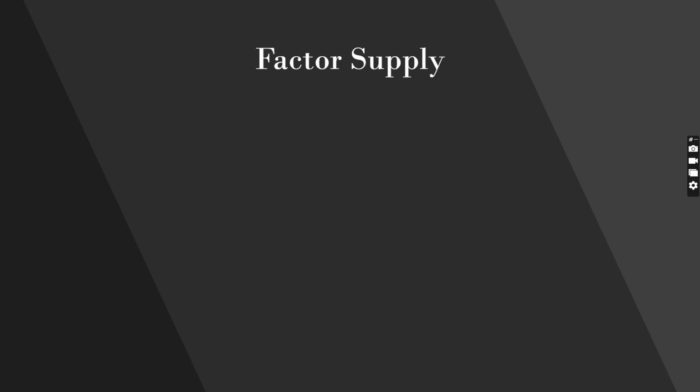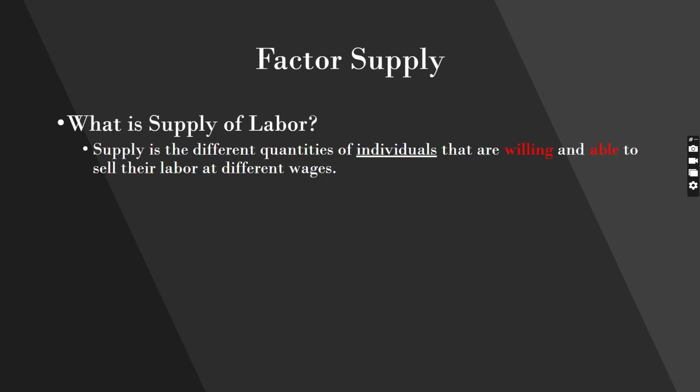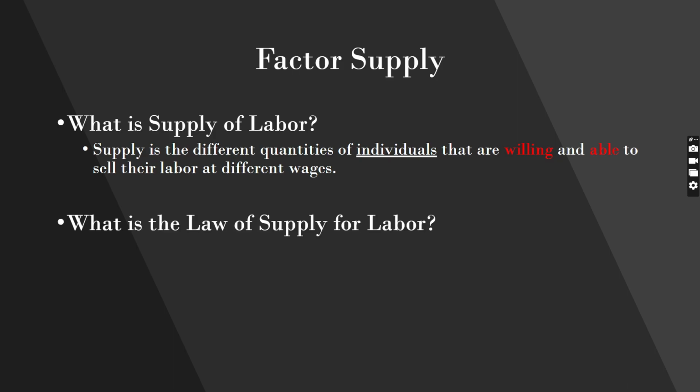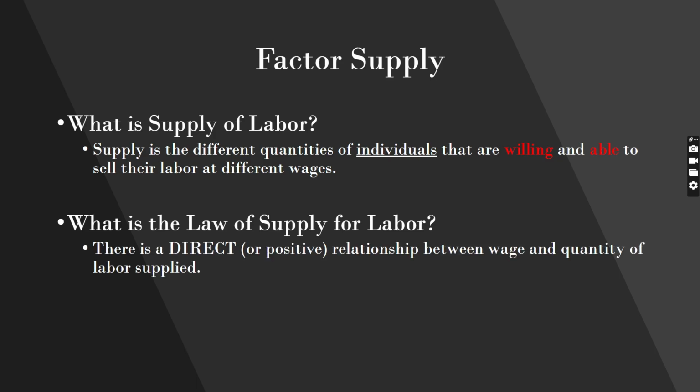Now we can talk about factor supply a little bit more, and so we're going to talk about supply of labor. We already said that the supply is the different quantities of individuals that are willing and able to sell their labor at different wages, and so households provide this to firms, and so the law of supply of labor would be that there's a direct or positive relationship between wage and the quantity of labor supplied.